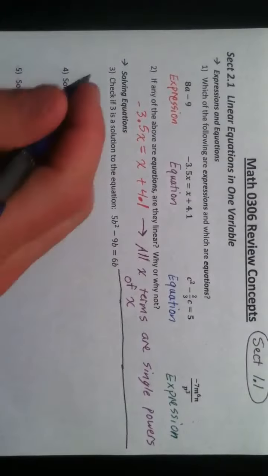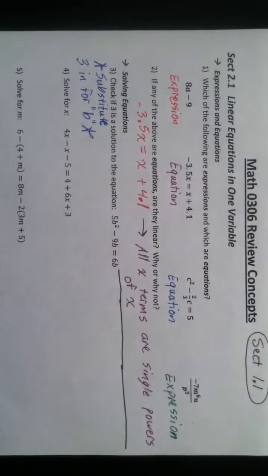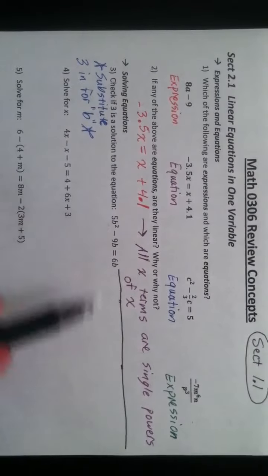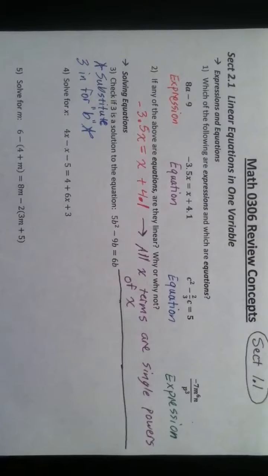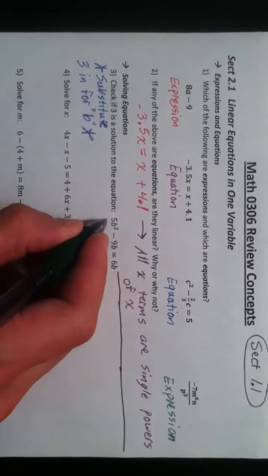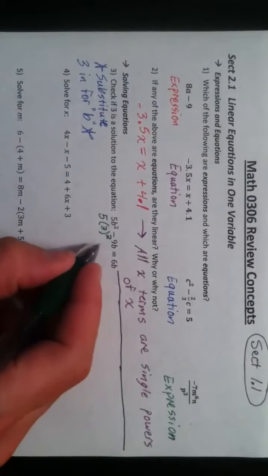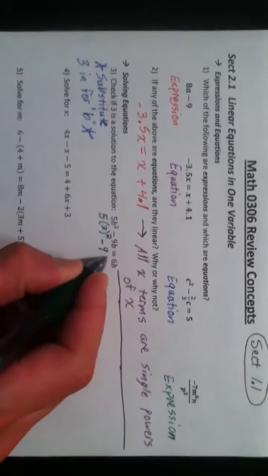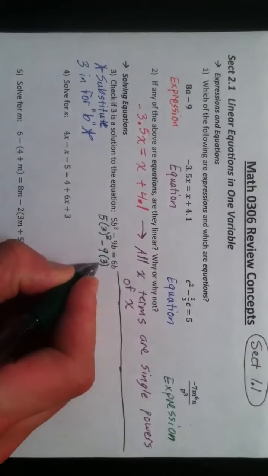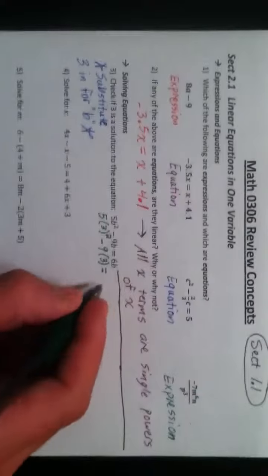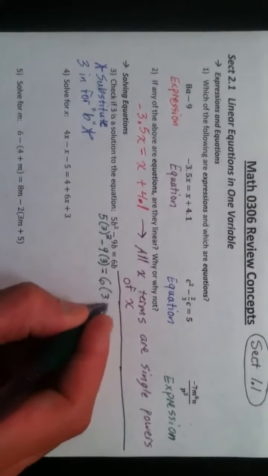Okay. So wherever we see the letter b, we're going to plug in the number 3. So rewriting our equation that we have here, 5b squared minus 9b equals 6b, we're instead going to have 5 times 3 squared. And I definitely encourage you, when you're substituting a value in for a variable, to put it in parentheses. Minus 9 times b, so 9 times 3, equals 6 times b, or 6 times 3.